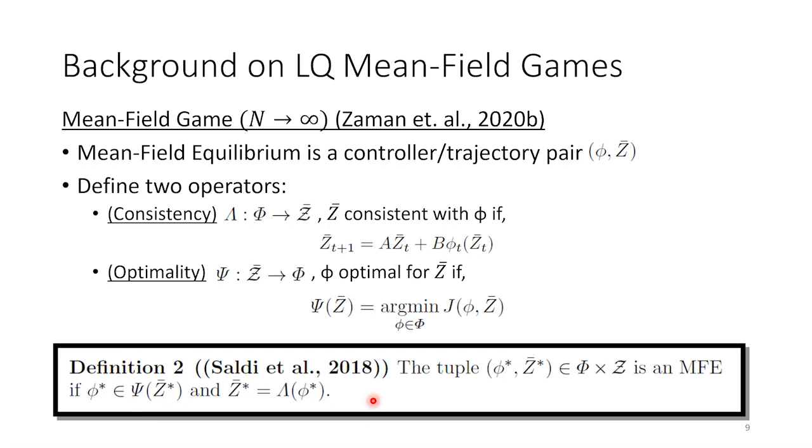So now we can introduce the mean field equilibrium. The mean field equilibrium is a tuple, a pair of phi star and z bar star. Phi star is the optimal or equilibrium controller, and z bar star is the equilibrium mean field. And there's this coupled definition where phi star is optimal for the mean field z bar star, and z bar star is consistent with phi star.